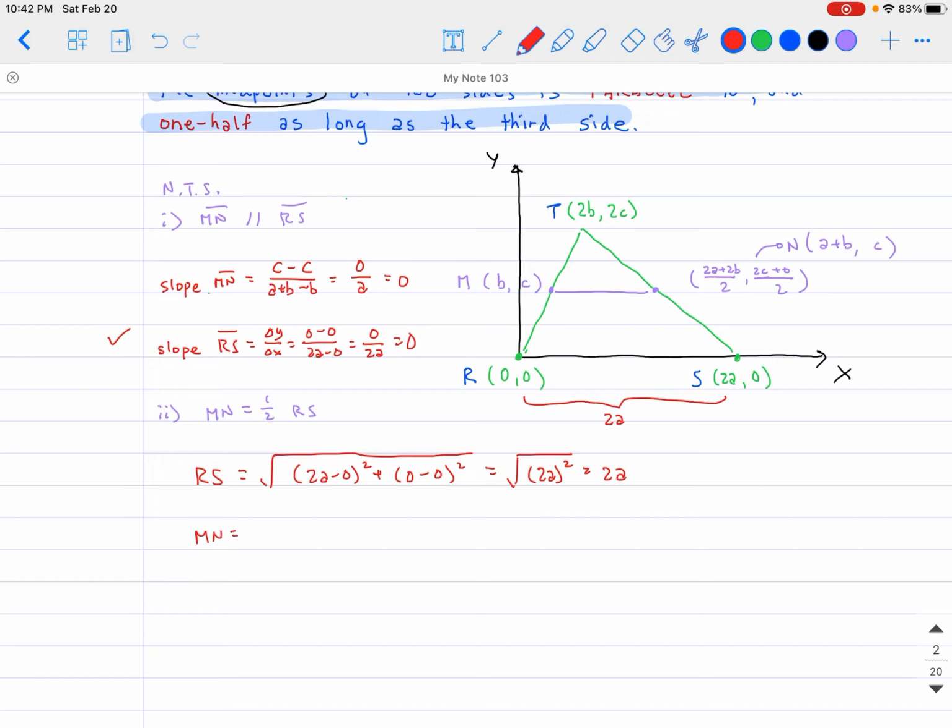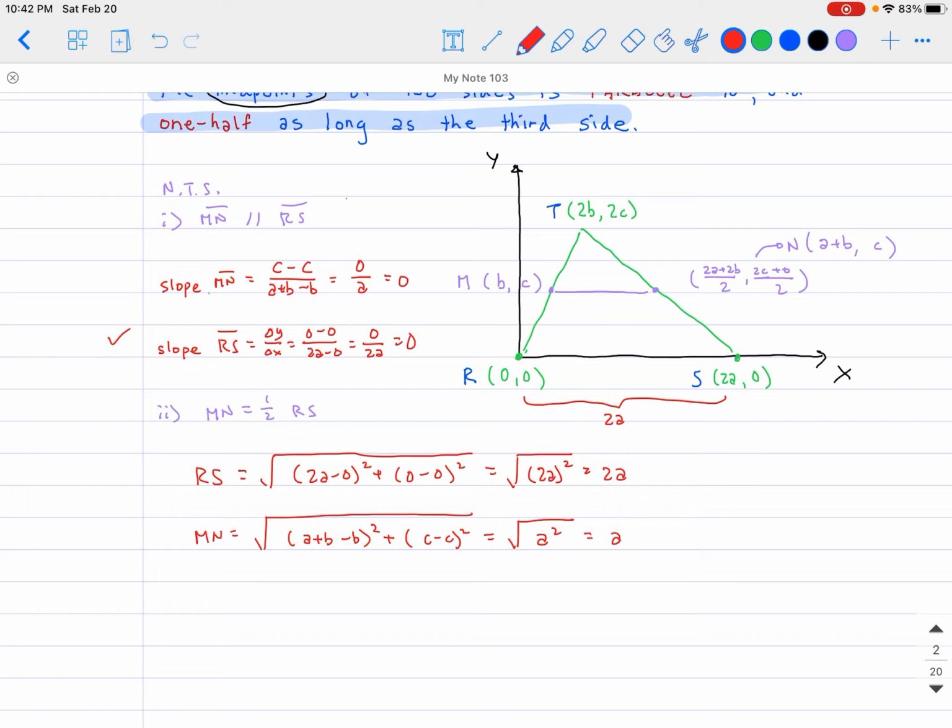So MN right there, I need to use the distance formula. And if you don't see that it's horizontal, then just use what we just said. So that's going to be (a + b − b) quantity squared. That's the change of x. And then for the other part over here, it's going to be (c − c) quantity squared, and that's going to give you 0. So inside, you're going to have a squared because b cancels out and the c's also cancel out. So that gives you a length of a.